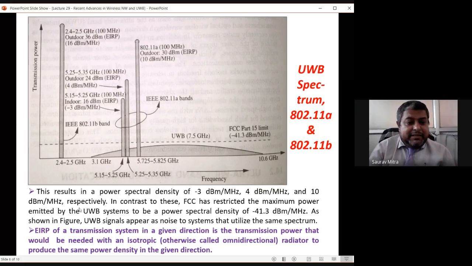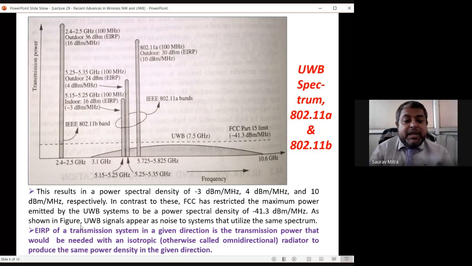So after that, what it is saying is that ultra wideband systems have to be at power spectral density minus 41.3 dBm per megahertz, as shown in the figure. Ultra wideband signal appears as noise to systems that utilize the same spectrum. So all this 802.11a and b, they are having very high power. That means they are very much looking like a signal, whereas this is very less power. EIRP is very less, power spectral density is very less, and this might look like noise signal whenever compared to the IEEE 802.11 band. So this is what is said here, that ultra wideband signal appears as kind of noise to the actual 802.11a and 11b signals.